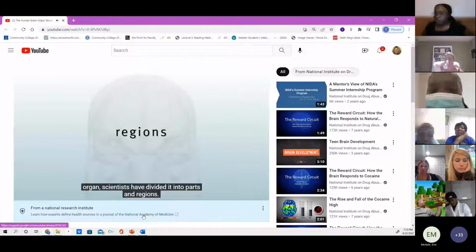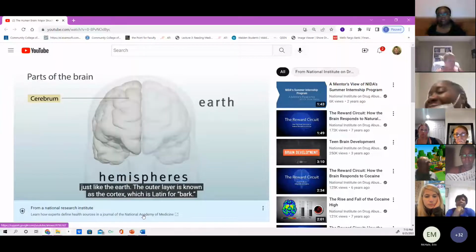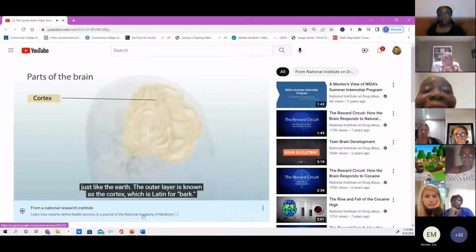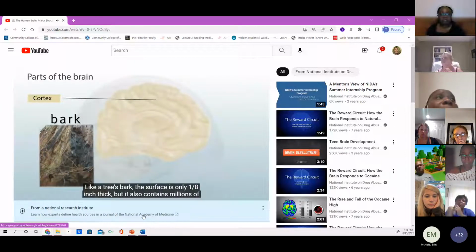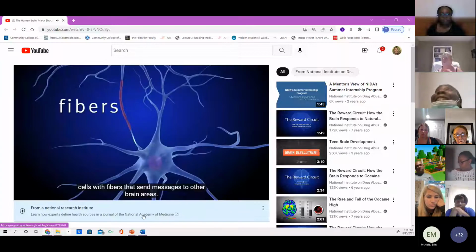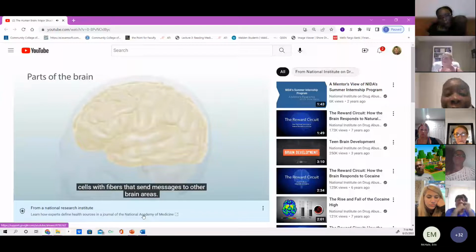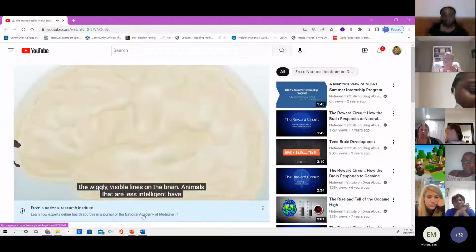The largest part is the cerebrum, which is divided into two sides called hemispheres, just like the Earth. The outer layer is known as the cortex, which is Latin for bark. Like a tree's bark, the surface is only 1/8 inch thick, but it also contains millions of cells with fibers that send messages to other brain areas. More than 2/3 of the surface of the cortex hides in hundreds of little folds that make the wiggly visible lines on the brain. Animals that are less intelligent have a smoother brain surface.